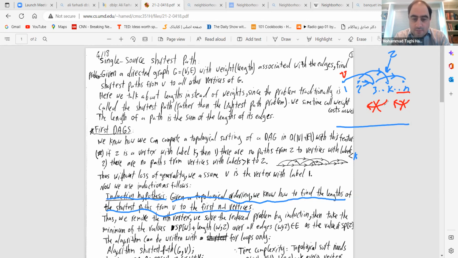So I want to say that we can find the shortest path from V, the first vertex. V is essentially the source. We are assuming V is the source, and we want to find the shortest path from V to everyone else. If there are some vertices before V, you can always delete them because there are no edges or paths from V to them, as we discussed. So V is the first vertex. We want to find the shortest path from V to n vertices here, and assume that we know the shortest path from V to n-1.